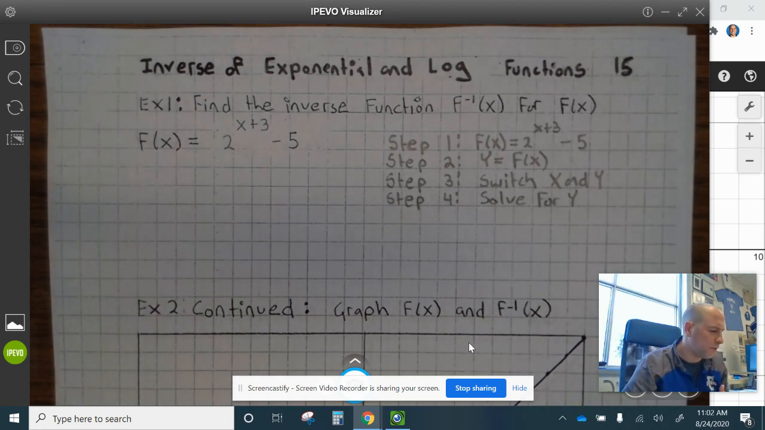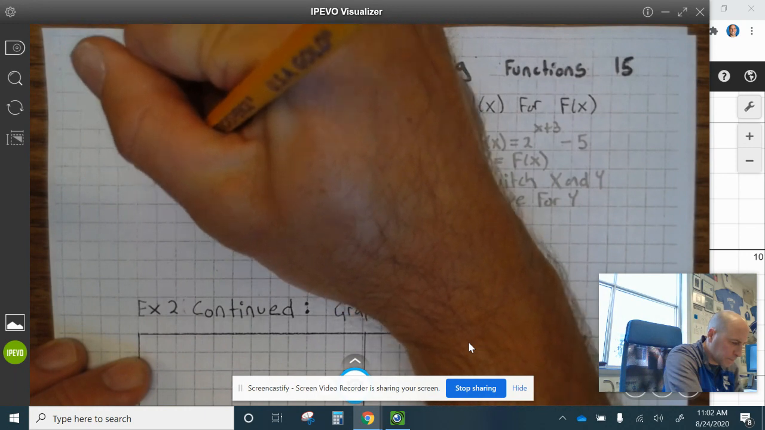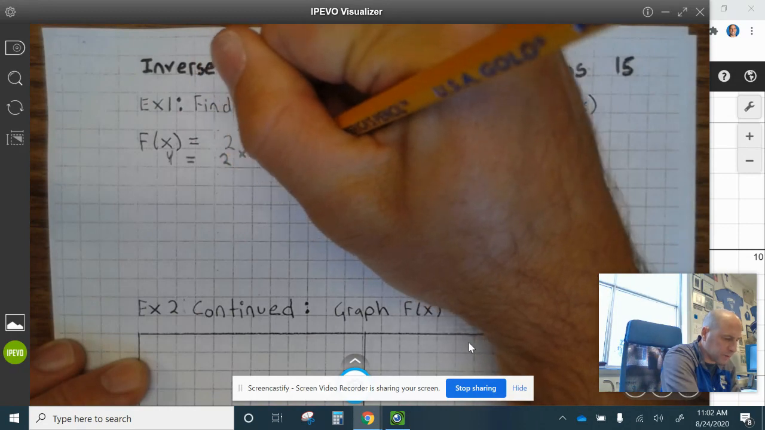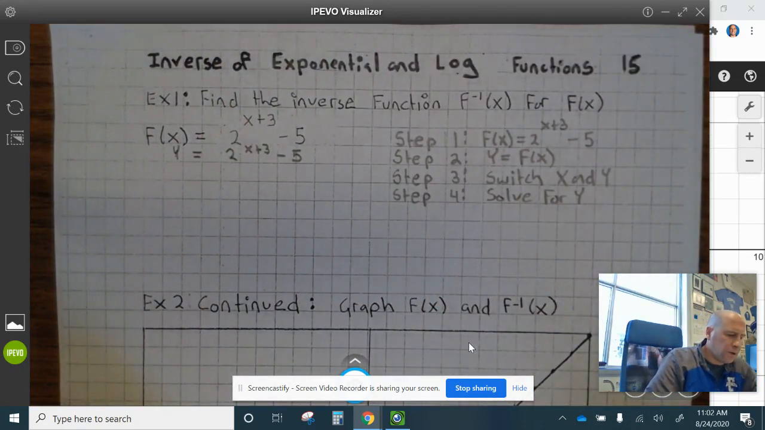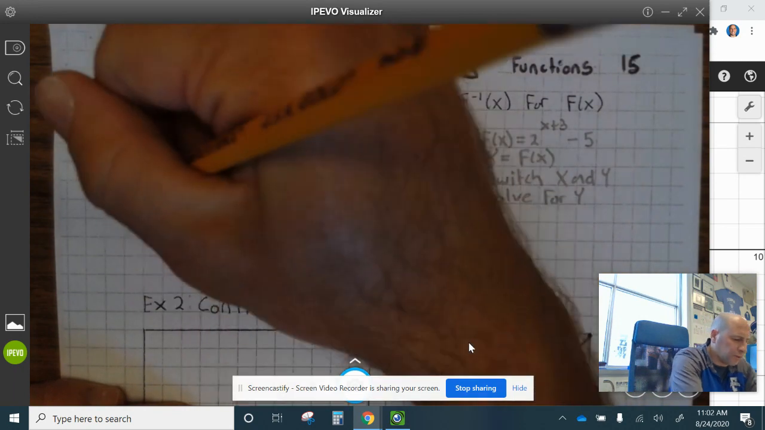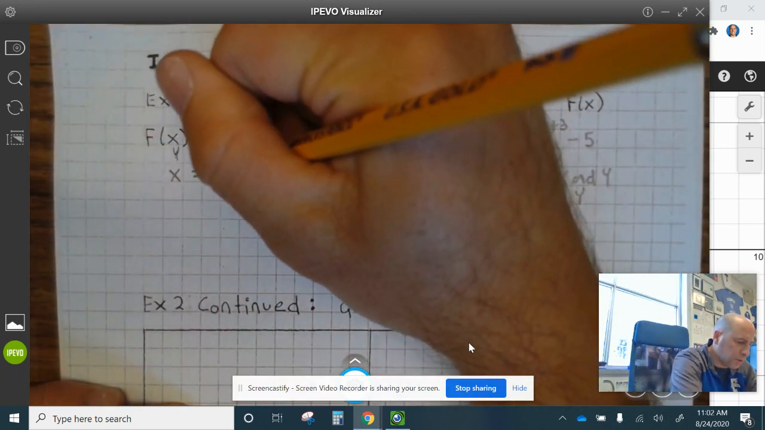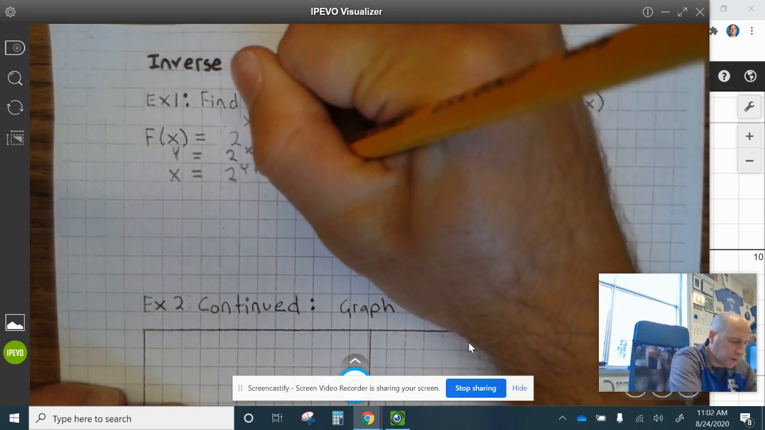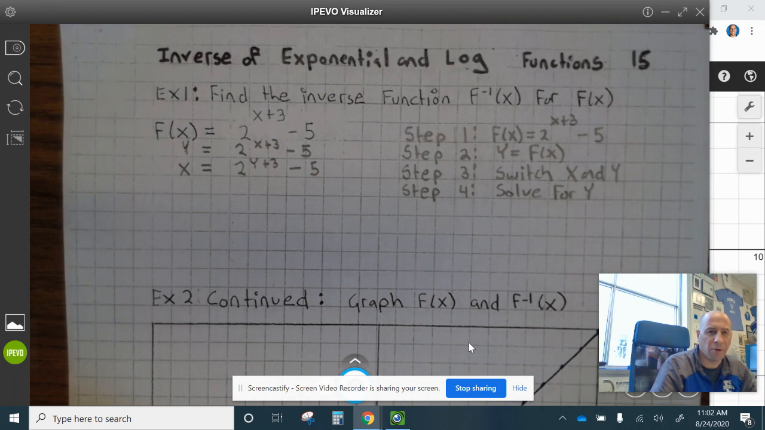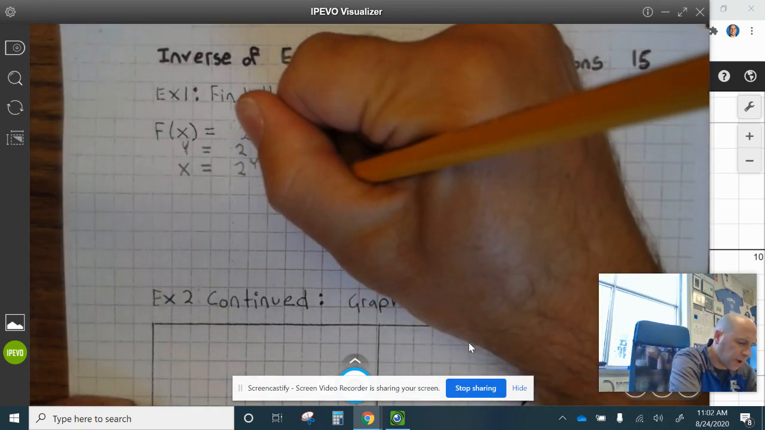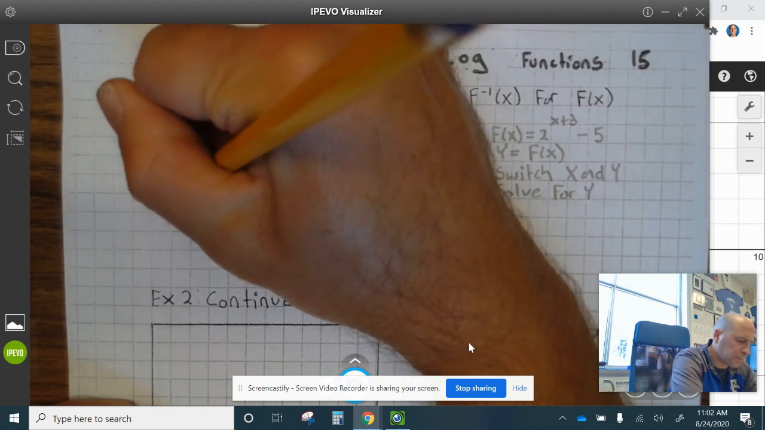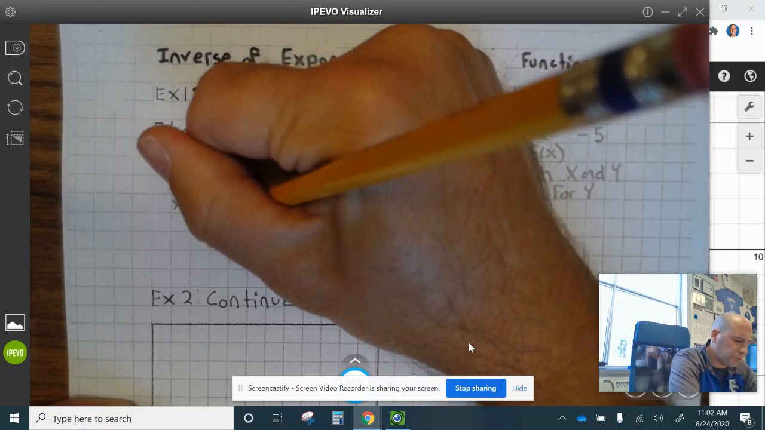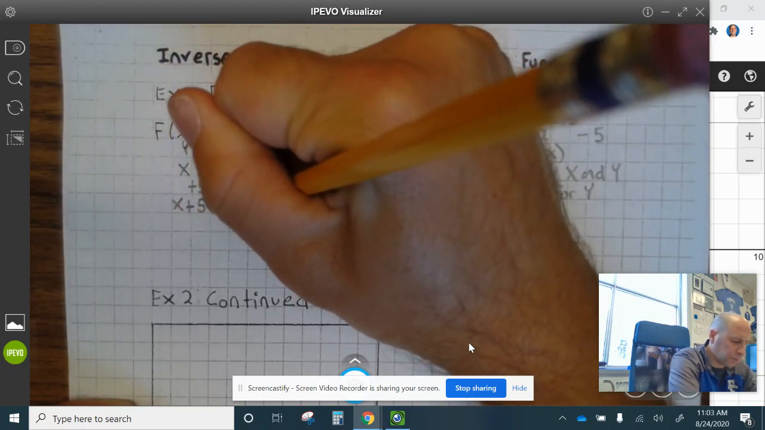Step 2 is change f of x to y. So y equals 2 to the x plus 3 minus 5. And then step 3 is to switch x and y. So x equals 2 to the y plus 3 minus 5. And then step 4, solve for y. So we're going to start by adding 5 to both sides. So then that's x plus 5 equals 2 to the y plus 3.